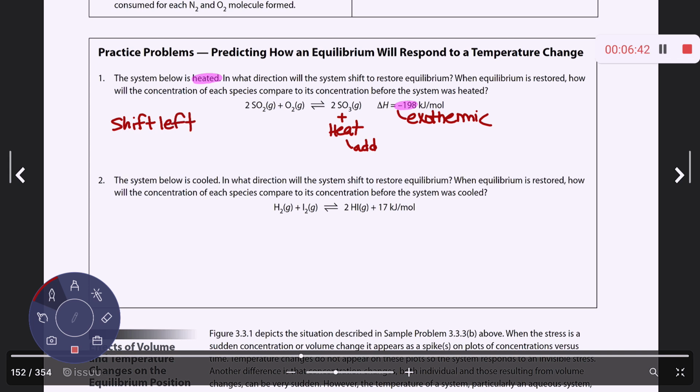And we're going to convert some of that added kinetic energy into potential energy. So now it will be stored in the reactants. That means the concentration of SO2 and O2 are going to go up, and the concentration of SO3 is going to go down.